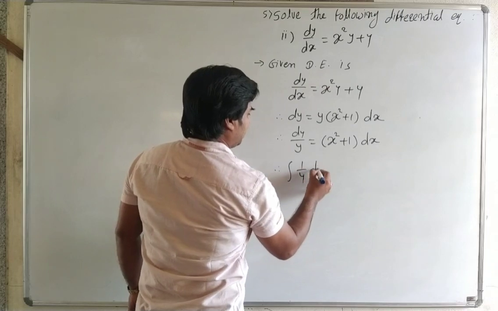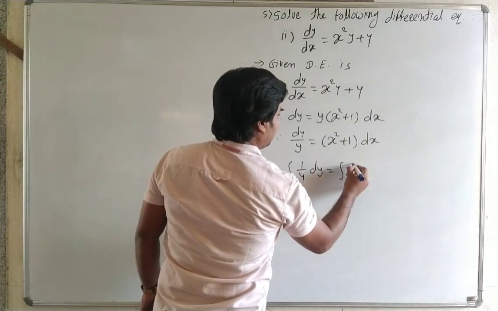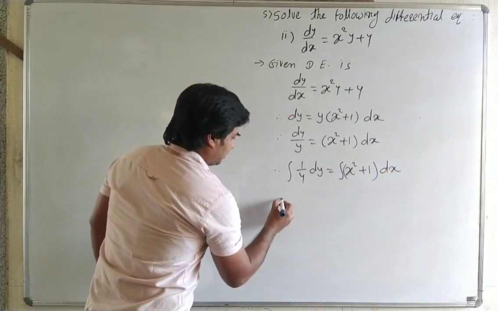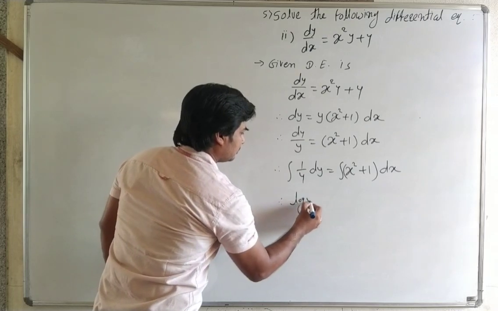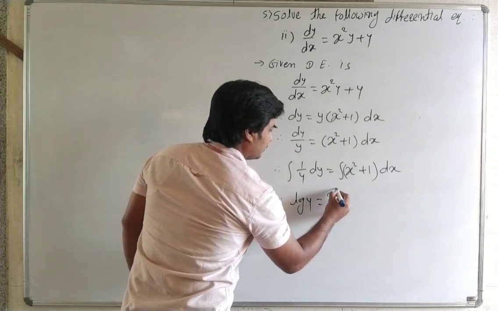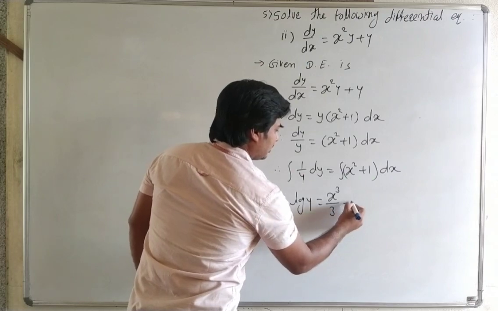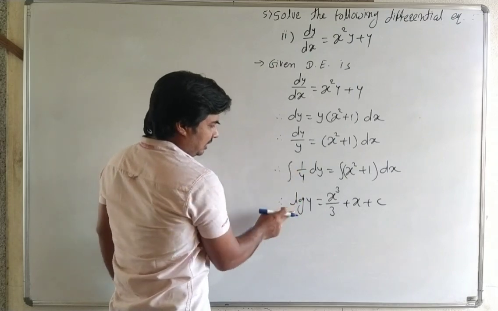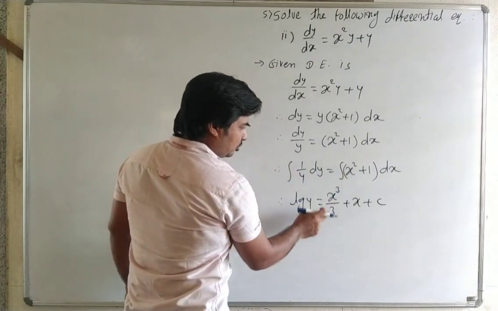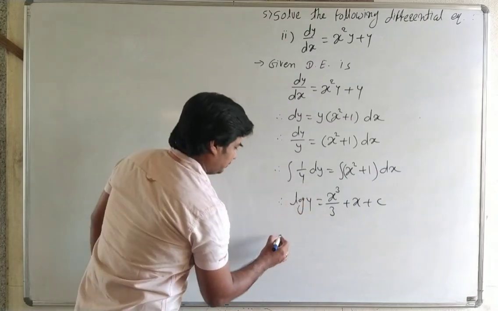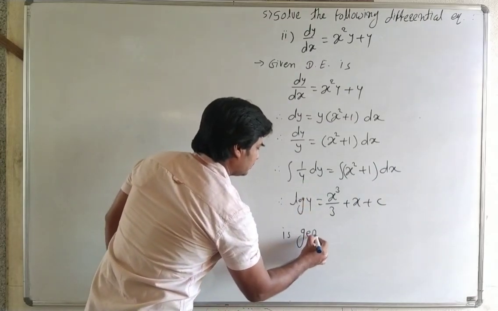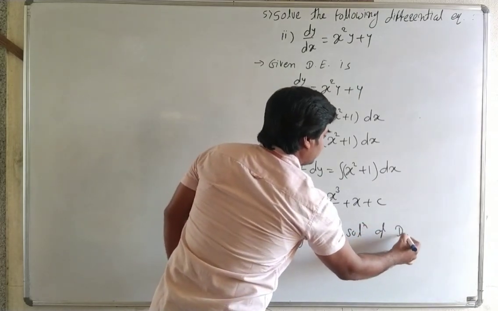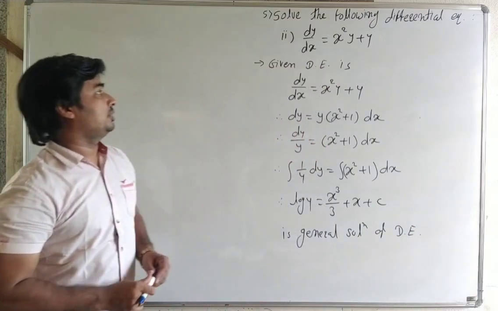Integral of 1 by y dy is equal to integral of x square plus 1 dx. Okay, therefore here it is log y is equal to x cube by 3 plus x plus c. See carefully, integral of 1 by y is log y, integral of x square is x cube by 3, integral of 1 is x, and plus c is the general solution of the differential equation. See carefully this.